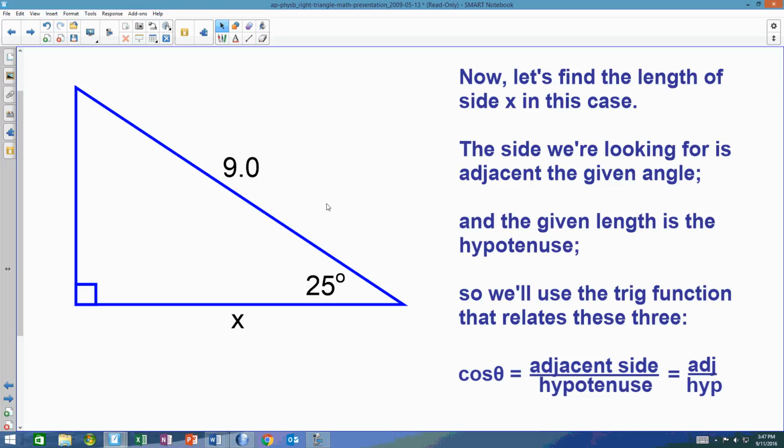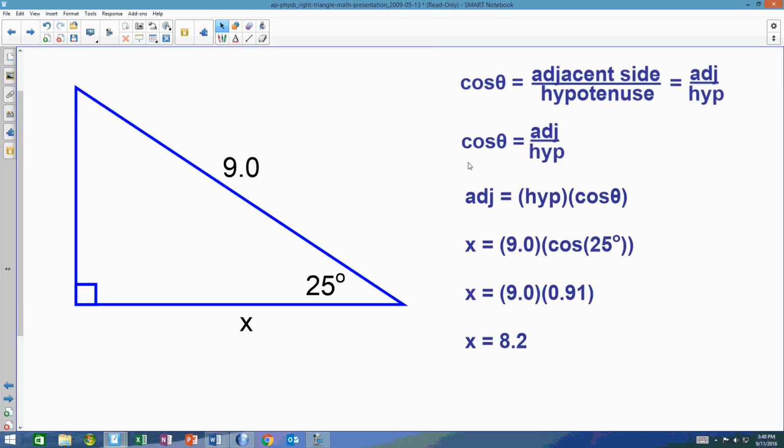Okay, now let's find the side here when given the angle and the hypotenuse. Here, notice x is the adjacent side, so we're going to use the cosine of theta. So cosine theta is equal to adjacent over hypotenuse. Multiplying both sides by the hypotenuse to solve for the adjacent side, we end up with x is equal to 9 times the cosine of 25. That ends up giving us an answer of 8.2.